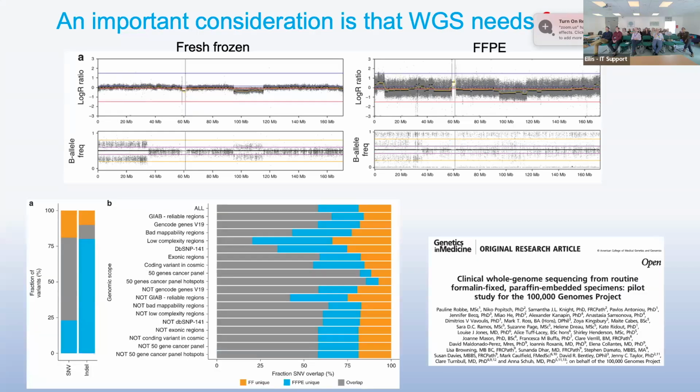And if you look at this figure here, the grey are the number of variants that are detected in both the fresh and the paraffin, the gold are the ones that are only seen in the fresh, and the blue are the bonus ones that aren't real, that are only seen in the paraffin. And the bottom line is that if you want to do clinical WGS, you need fresh tissue.